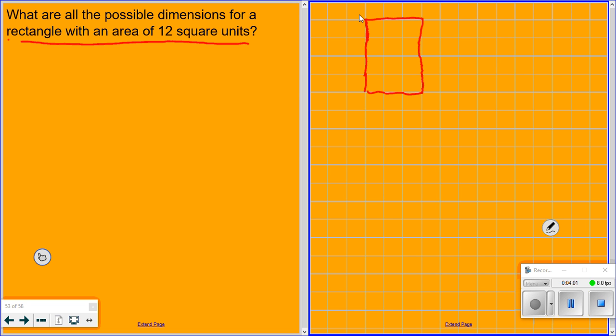Give me a signal if you also drew a 4x3. If you did not draw a 4x3, draw it on your paper. I didn't ask for that.